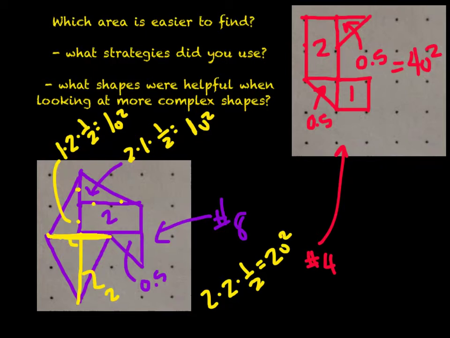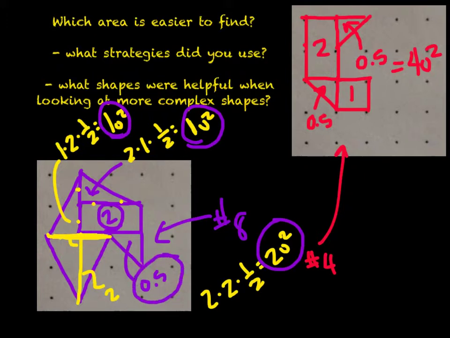If we were to add all of this up, we have 2 units plus 2 units plus 1 unit plus 1 unit, so that's a total of 6. And then we have one last half, so we have 6.5 units squared. That shape was a little bit more complicated. Now, what strategies did we use, or what strategies did I just use? I just used the whole concept of breaking things up into squares, rectangles, and triangles.